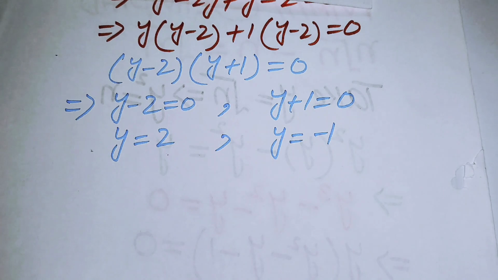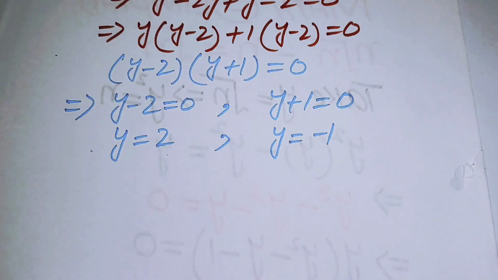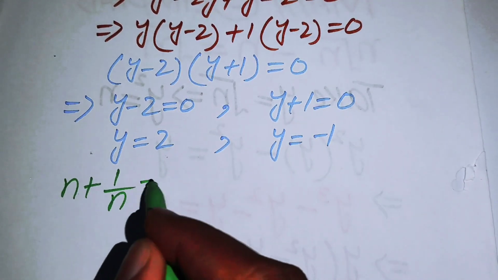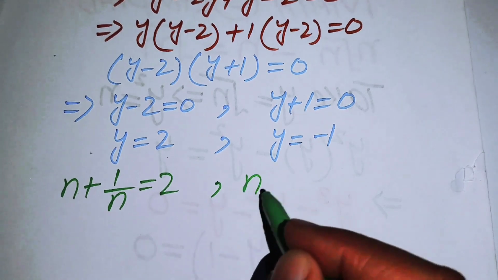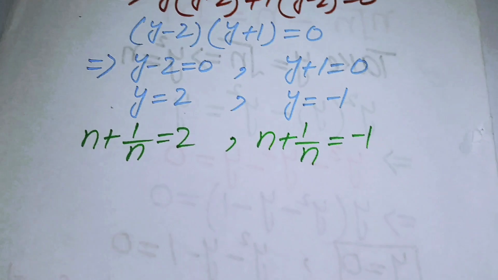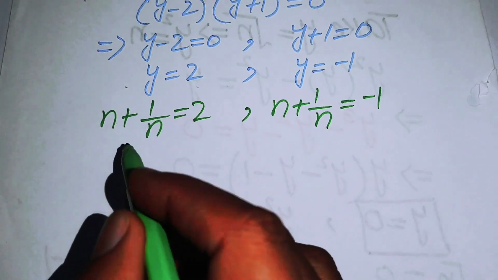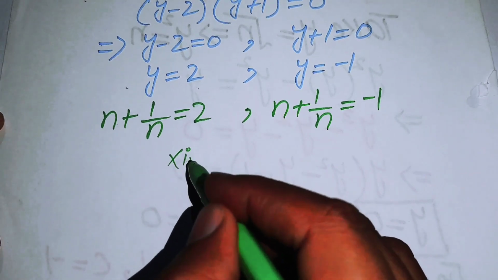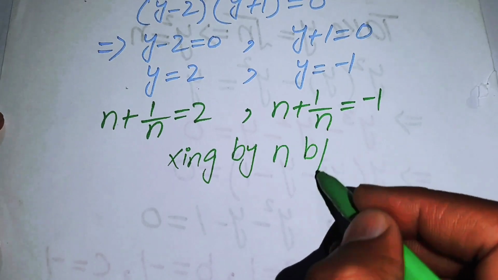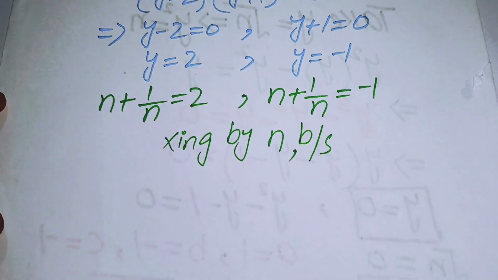So now we back substitute the value of y, and in the above you see that we put y = n + 1/n. So we substitute this value here and you get n + 1/n = 2, and here you have n + 1/n = -1. So now we convert both equations into standard form, so we multiply both of these cases by n on both of the sides.